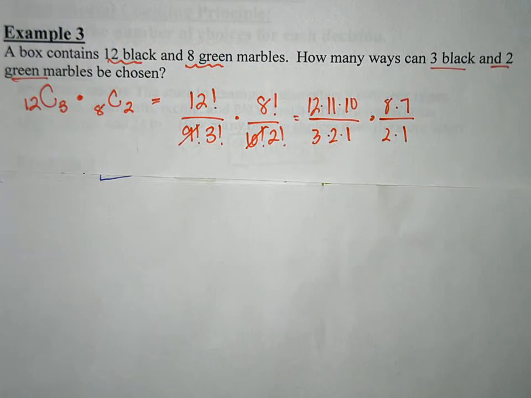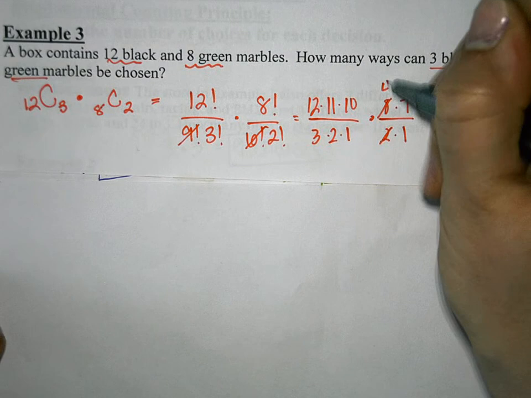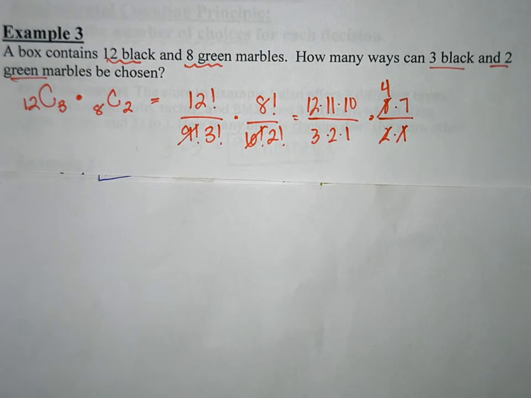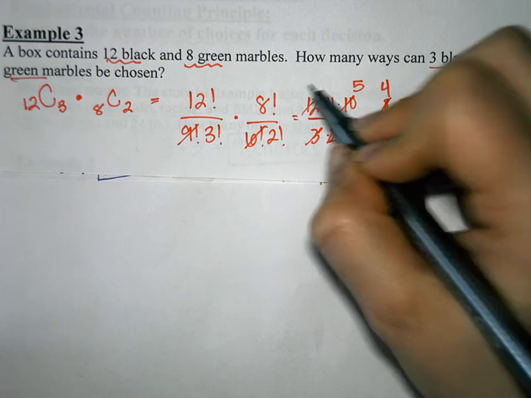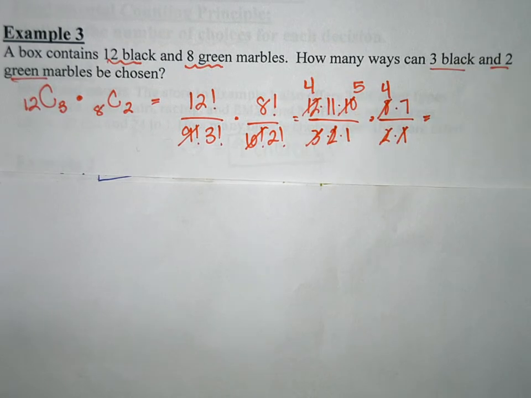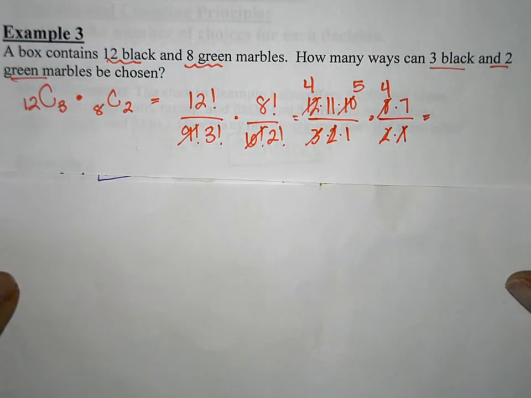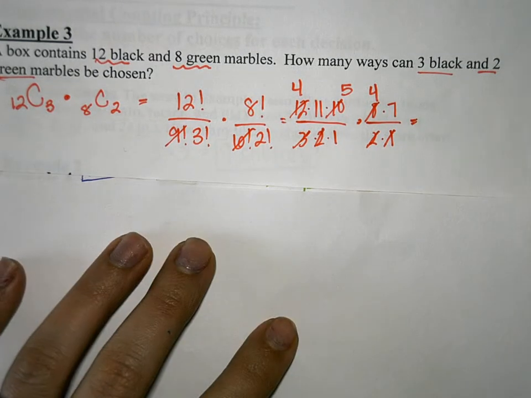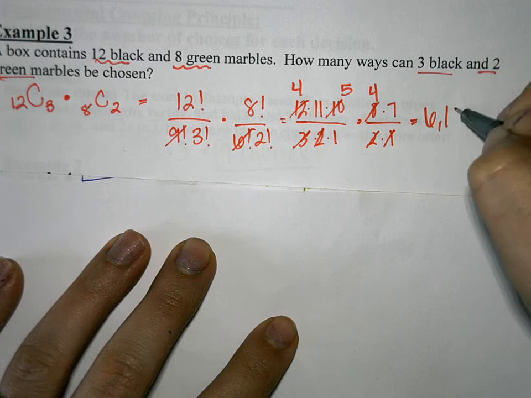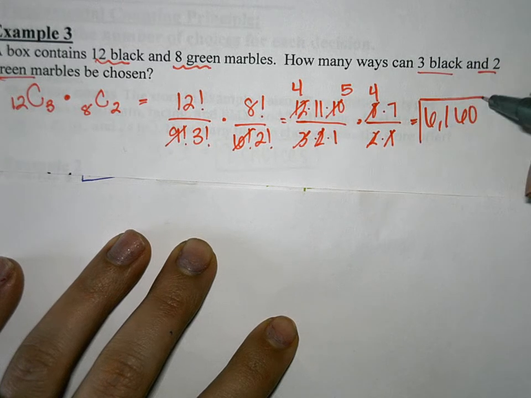Okay, 2 goes into 8 4 times, we don't need the 1. 2 goes into 10 5 times, and 3 goes into 12 4 times. So we're left with 4, 11, 5, 4, 7, which all comes out to 6,160 different ways we can pull marbles.